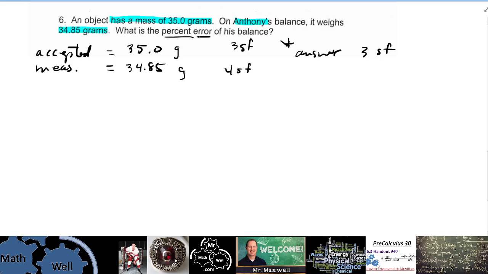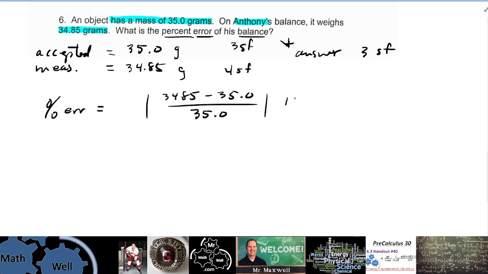What is the percent error of his balance? Okay, so obviously his balance is off a little bit if this known weight is 35.0 grams. He did not get 35.0 grams. He got something different. So percent error equals absolute value of measured is 34.85 minus 35.0. And again, it really doesn't matter which number you put first. You're just finding the absolute value of the difference. And we put 35.0 on the bottom, don't we? Right, because that is the accepted value. So always the accepted underneath. That's where students go wrong there.